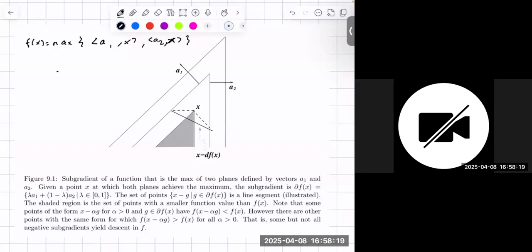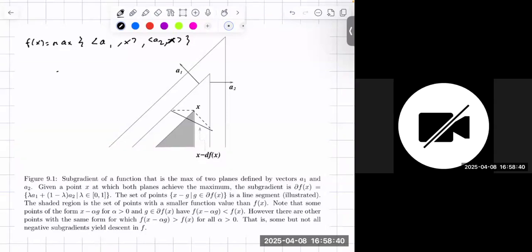These are, say, x, A1 times x is 5, A1 times x is 10, blah, blah, blah. And this is the A2. And sometimes they coincide. For this guy, both A1 and A2 give you the same number. And take such an x, all this line segment comes out as a subgradient. You have to check that's the case.